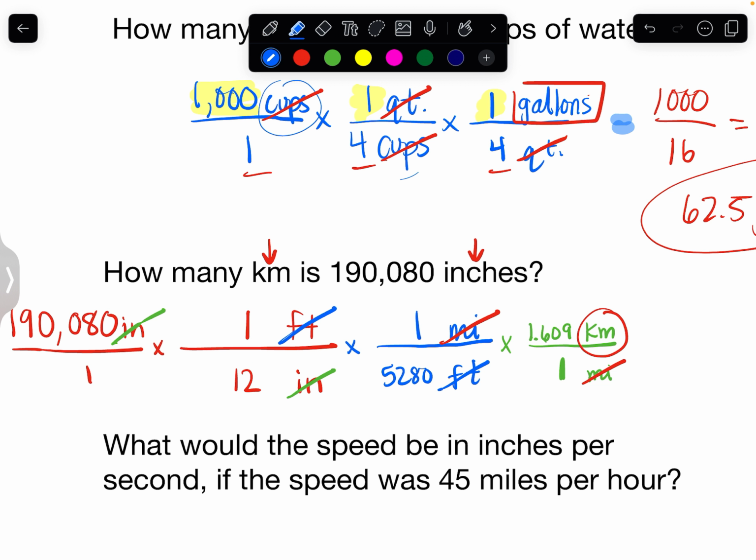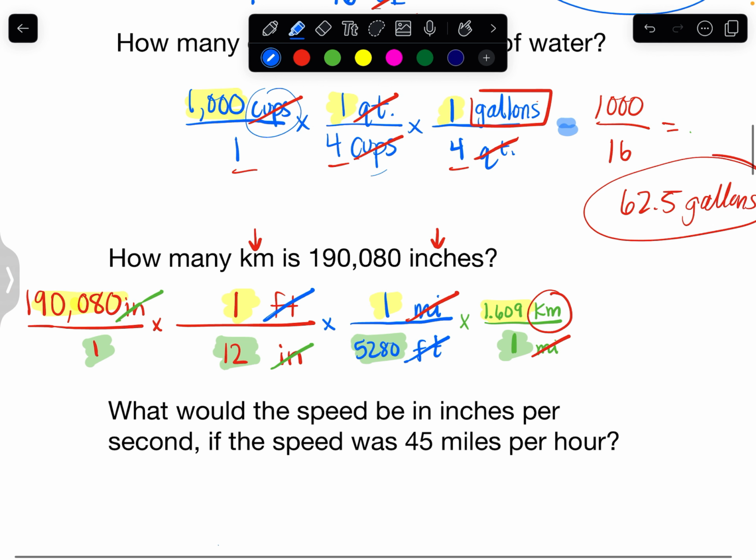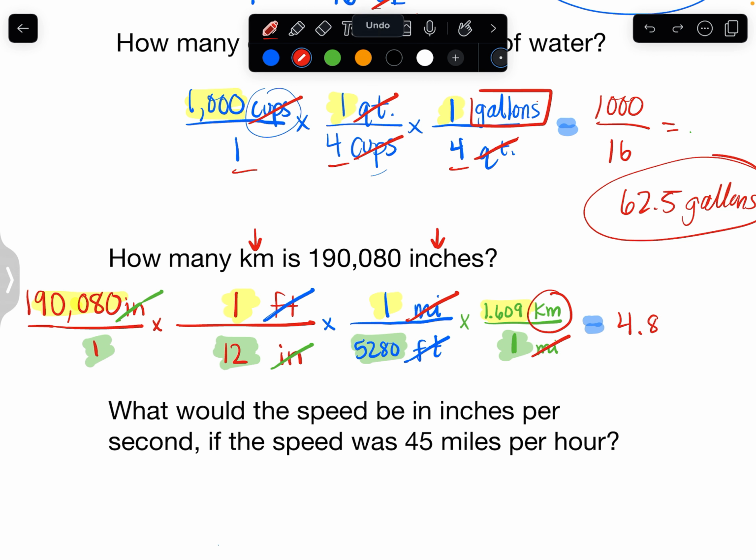So again, in my calculator, I would just do all this work. I would do this times 1 times 1 times 1.609, and then divided by, I would have to multiply 5,280 times 1 times 1. So if we plug that in, we should get 4.827 kilometers. And that would be our final answer.